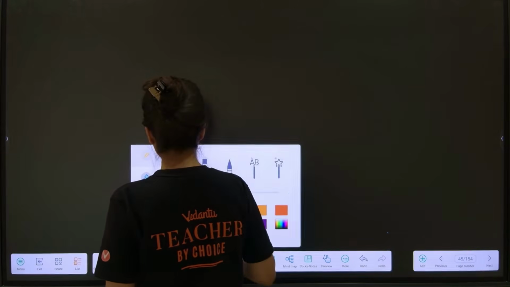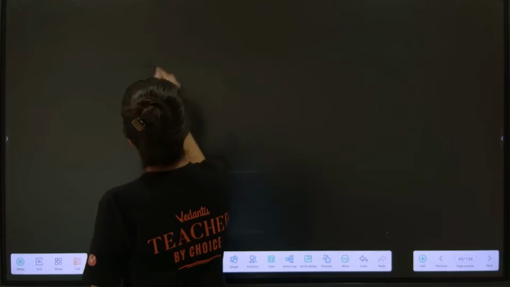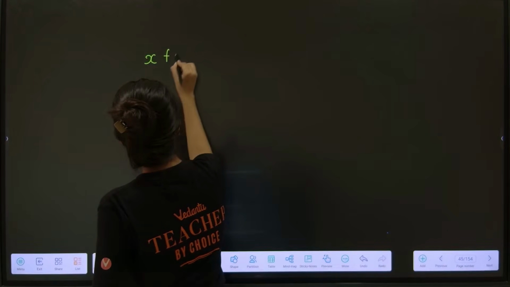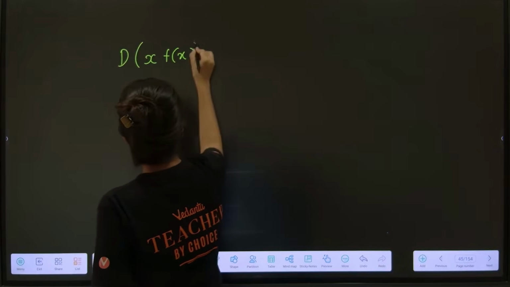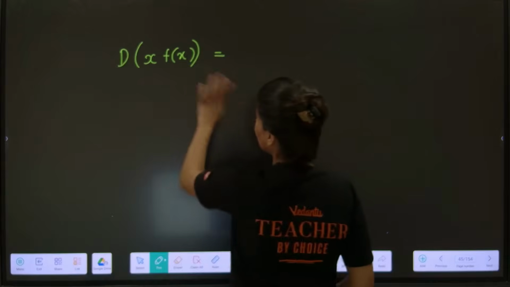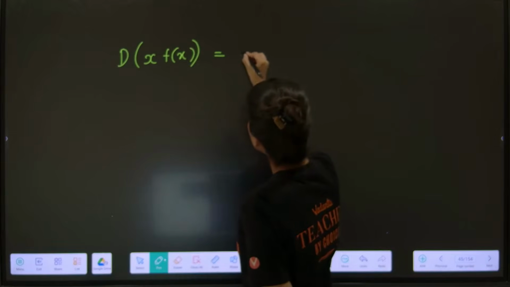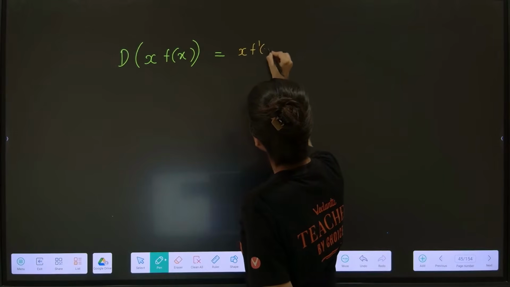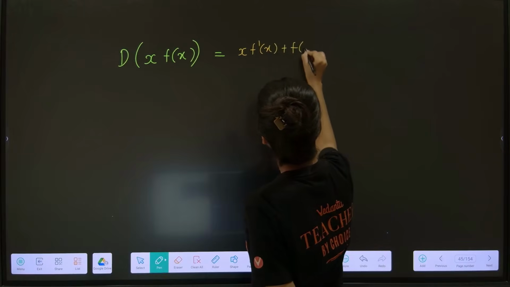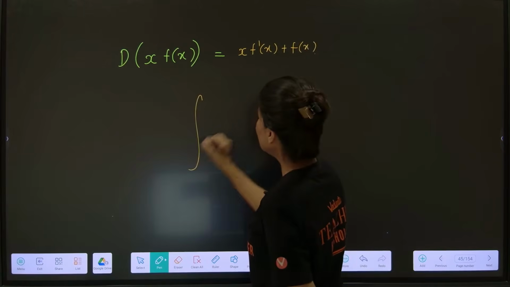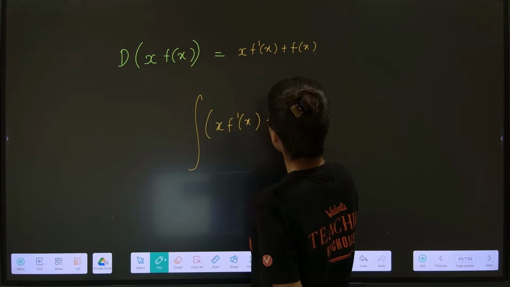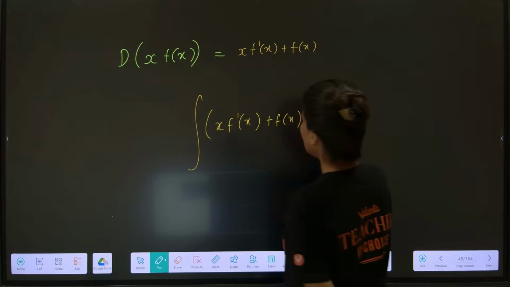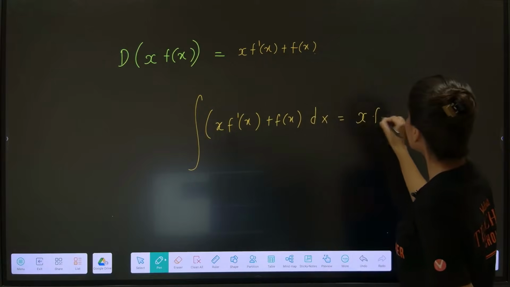Just tell me the differentiation of x f of x. Tell me the derivative of this. Ma'am, differentiation will be x f dash x plus f of x. Acha. So then tell me the integration of this, x f dash x plus f of x, will be what? Ma'am, x f x.